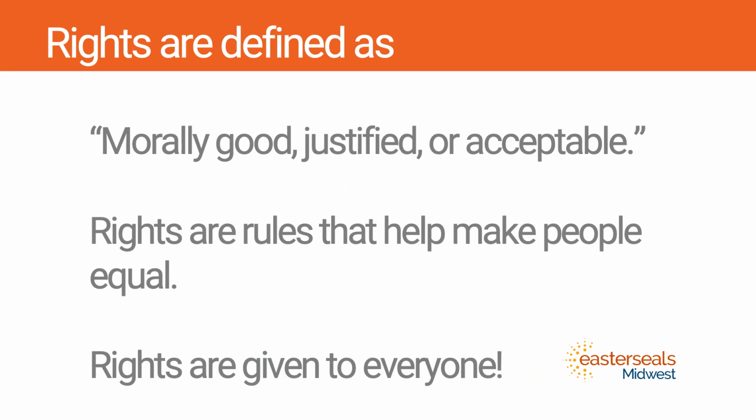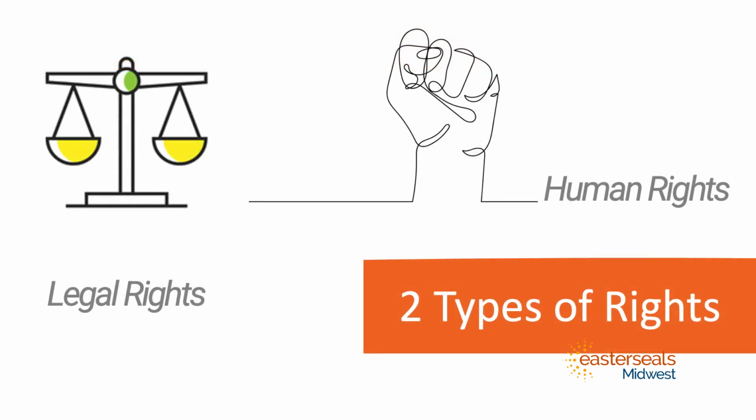What about rights? Rights are rules that help make people equal. It is defined as morally good, justified, or acceptable. It is important for us to understand that there are 2 types of rights. They are human rights and legal rights. Human rights are rights that encompass all humanity. They can never be taken away. An example of these are the right to be treated with dignity and not to be abused, the right to pursue happiness and to choose to live in harmony, the right to be free.